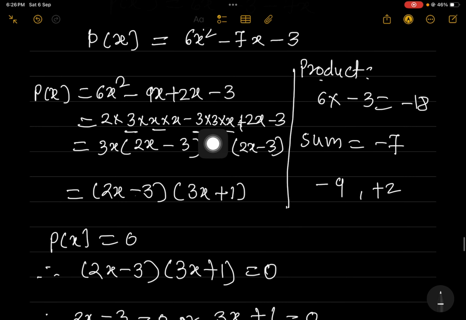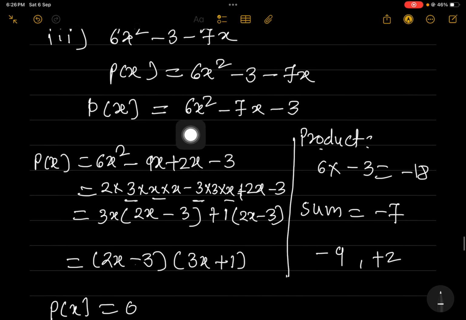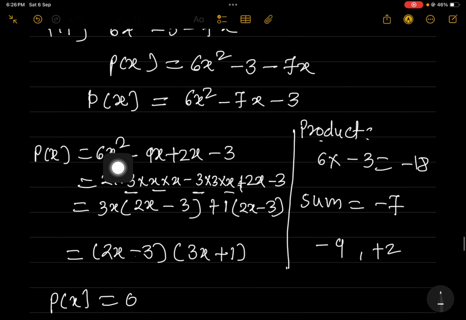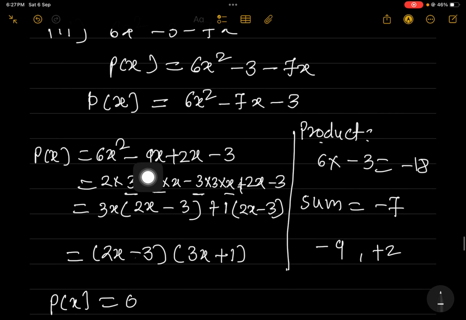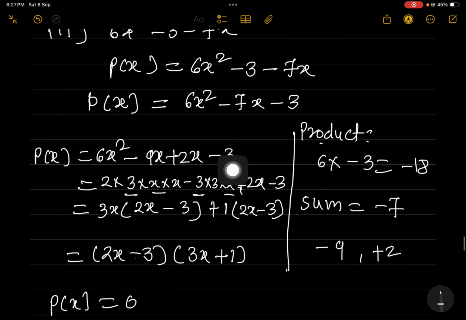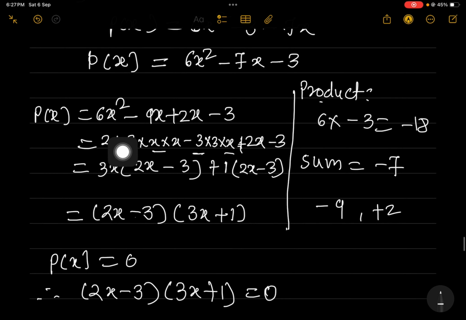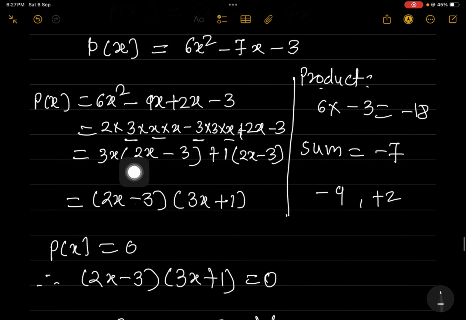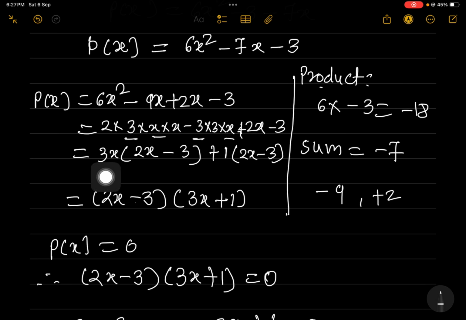Then instead of minus 7x we will write minus 9x plus 2x. Now see here written: 6x square minus 9x plus 2x minus 3. Now again we have to factorize these numbers. I am explaining this step for your understanding; you can start directly here. 6 means 2 into 3, x square is x into x, minus sign as it is, 9 means 3 into 3 into x, plus 2x and minus 3.